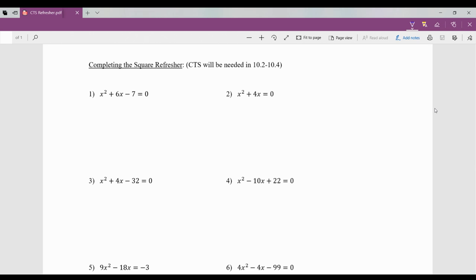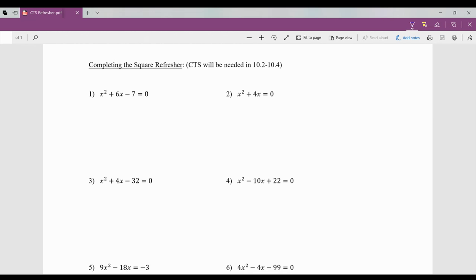Okay guys, so today I'm going to do a little refresher on completing the square because we're going to need that for the next 3 sections that we're going to do. So notice that I don't say solve by completing the square or anything like that. All we're doing today is just the completing of the square process.